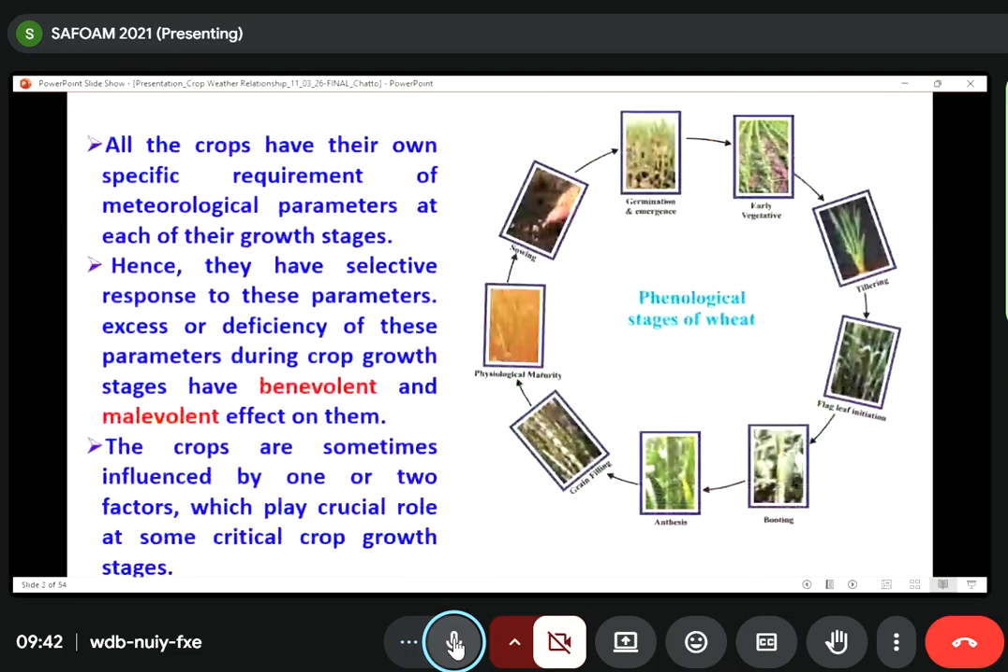So these are the different phases of wheat, and when it is growing from the sowing to the harvesting, it experiences benevolent and malevolent weather at each stage. Each stage is different in its sensitivity to the weather parameters, and sometimes one parameter is influencing, and sometimes more than one.